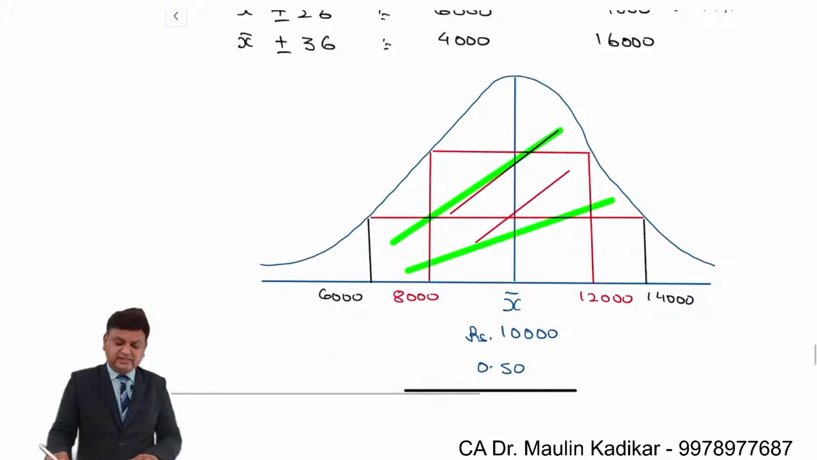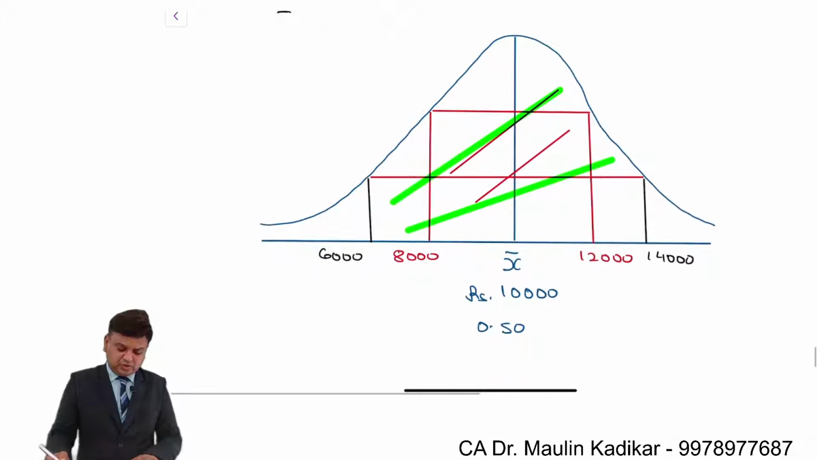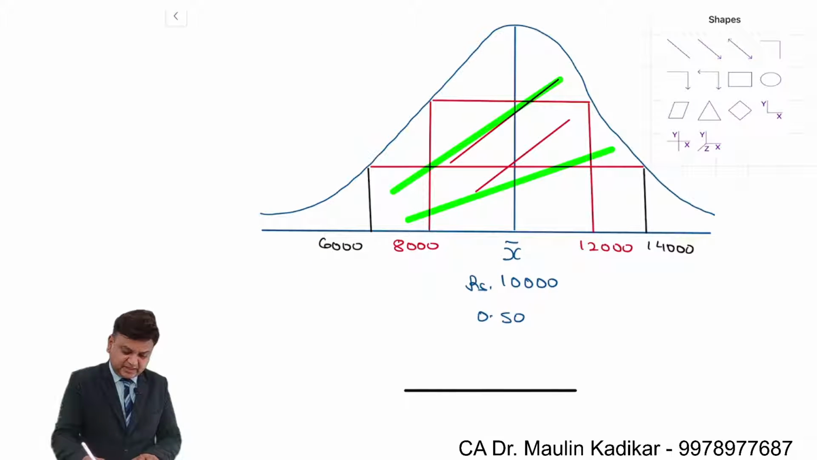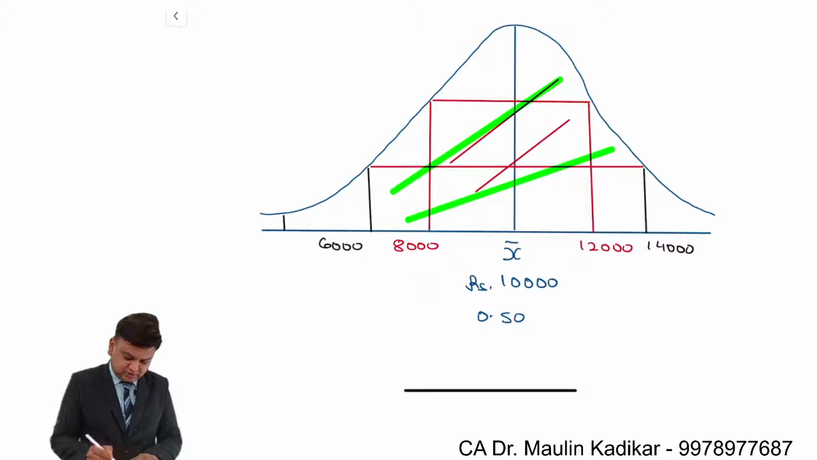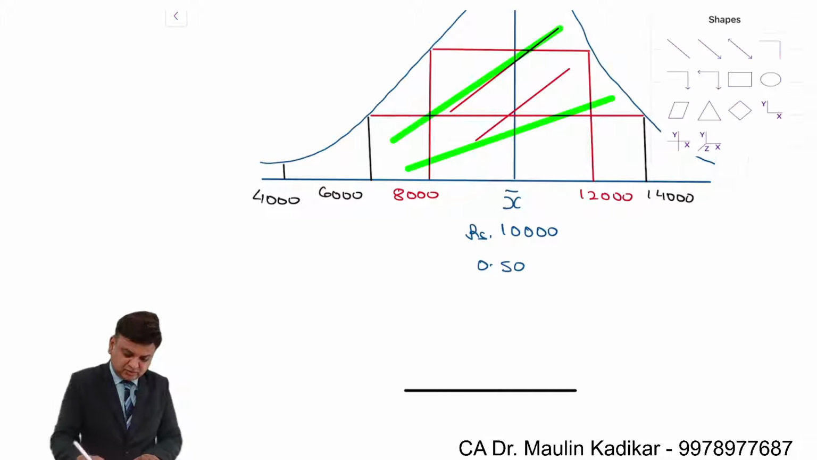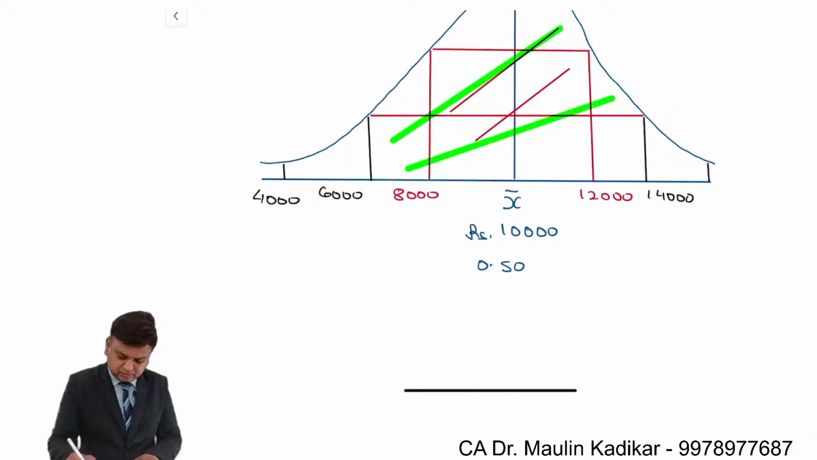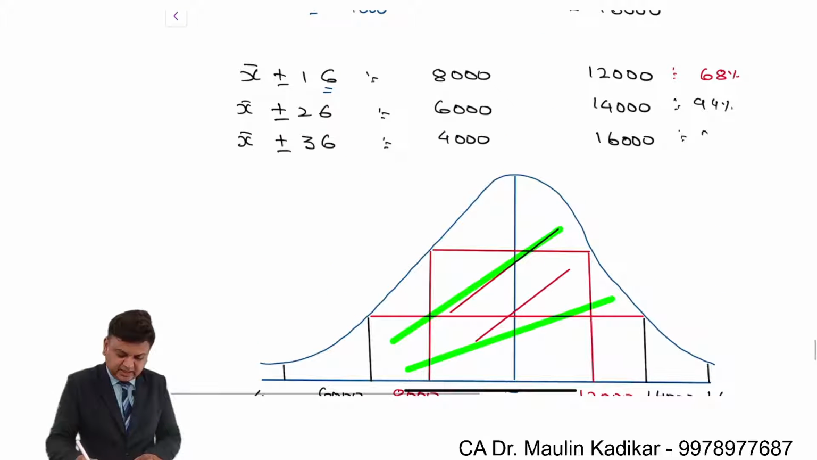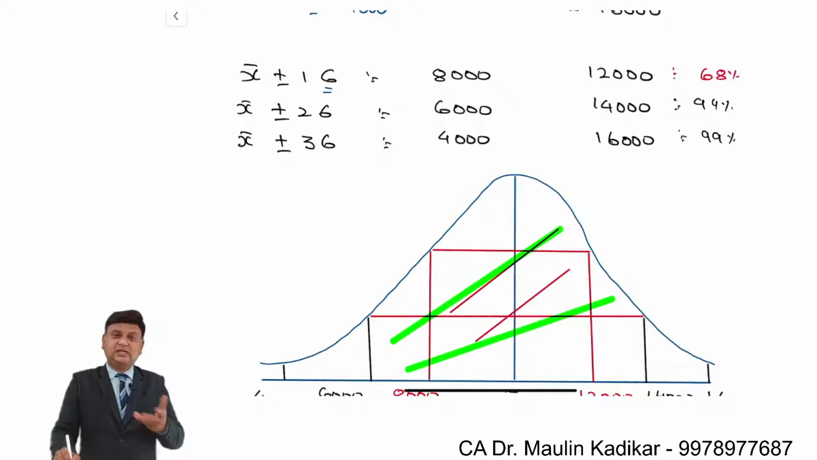X bar plus or minus 3 standard deviation. So over here we understand that the cash flow will fall in between 4,000 and 16,000. For that, there are approximately 99% chances. This is the conclusion that they have drawn.